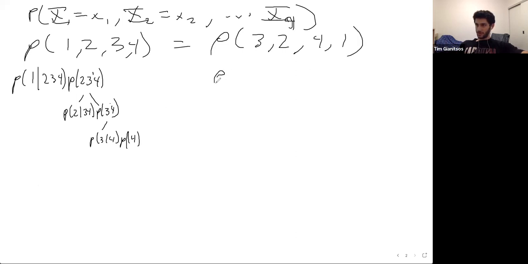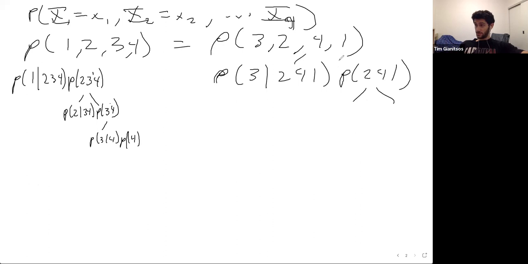And then you could split it up this way if you wanted. You could say 3 given 2, 4, 1 times the probability of 2, 4, 1. And you could continue like this; that would split, and then that would split, and then it would split again. So you could also do something like that, and that's equally valid. Both of these are valid applications of the chain rule.